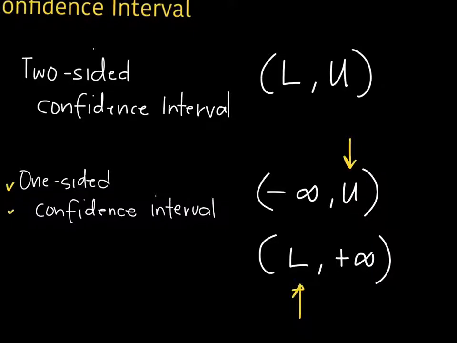Also notice that from the one-sided intervals, one of the sides of the interval contains infinity. That is, if we are only considering the upper limit, then the other side must be negative infinity. It means no boundary up to a certain value U. On the other hand, if we are only interested in the lower limit, then the other side has no boundary, so that is why we have positive infinity.